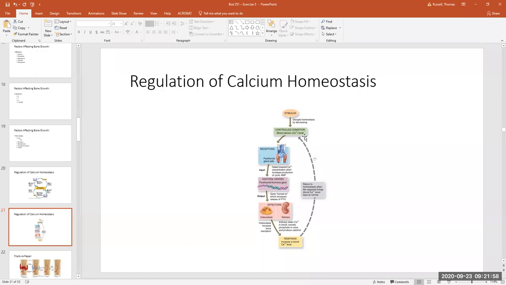So when your blood calcium levels are back to normal, we then shut this loop off. It's a negative feedback loop. It turns on and off on its own. So when calcium is normal, the loop shuts off. When calcium is low, the loop turns on.